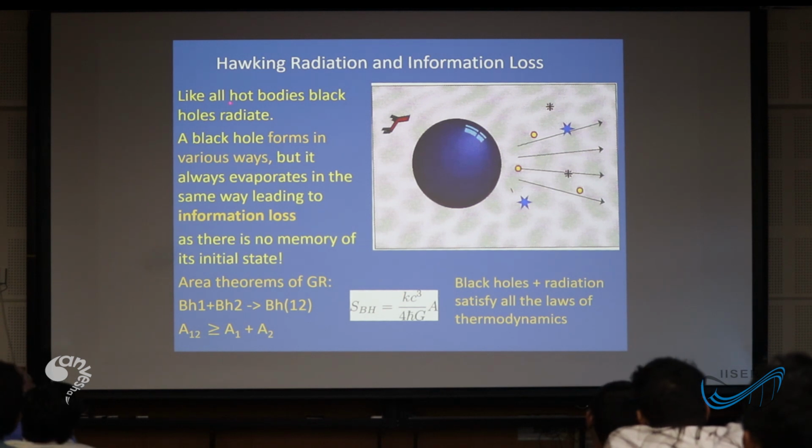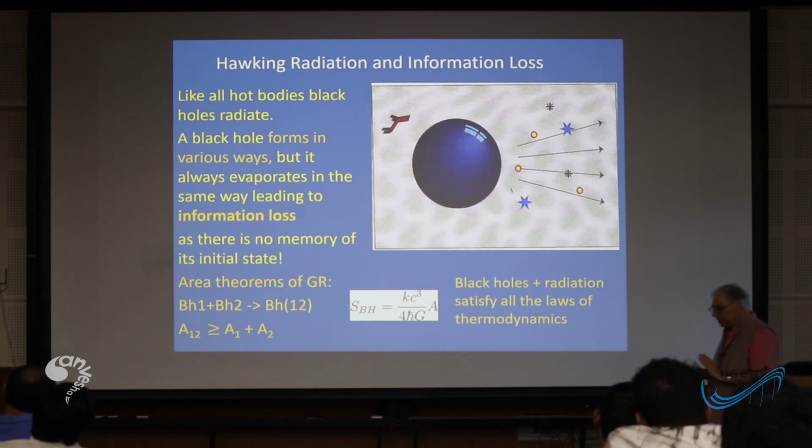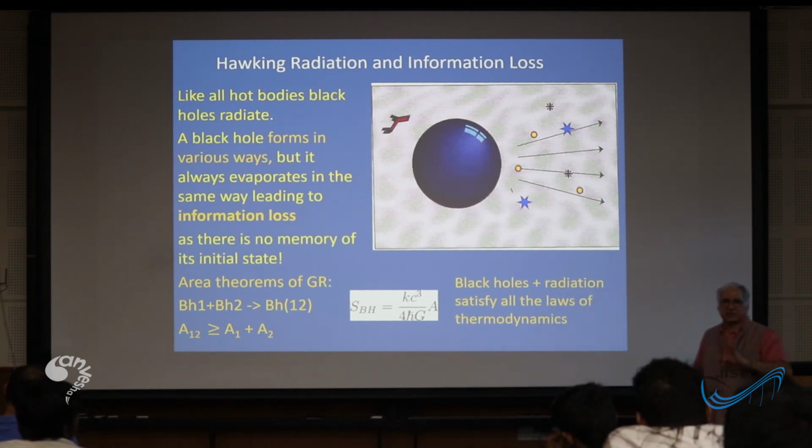Like all hot bodies, black holes radiate. You have a hot body, it radiates and cools off, right? So there's radiation. However, this creates a problem. The radiation is thermal radiation, actually featureless. This is a very important point. It's featureless. It's nearly black body radiation, nearly.